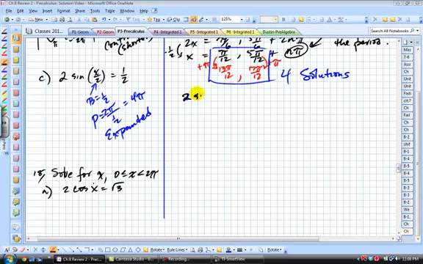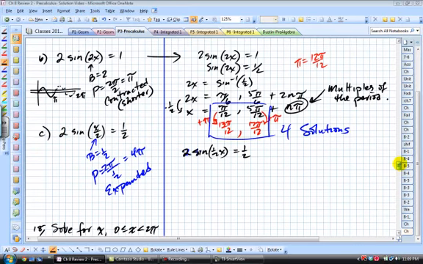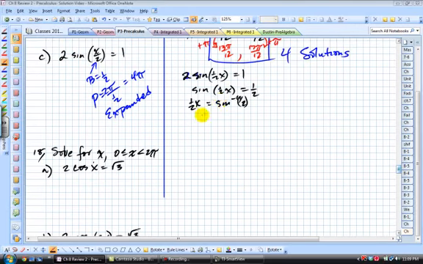So we have 2 sine of 1/2 x equals a half. No, not equals a half. I don't want that. I want it equal to 1. So change this to 1 here, and change this to 1 here too. Alright, so I get sine of 1/2 x is equal to 1/2 after you divide by 2. And that means 1/2 x equals the inverse sine of a half.